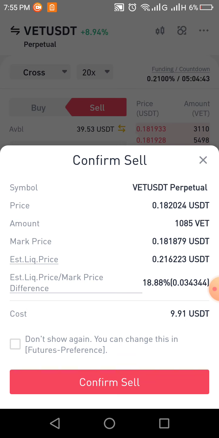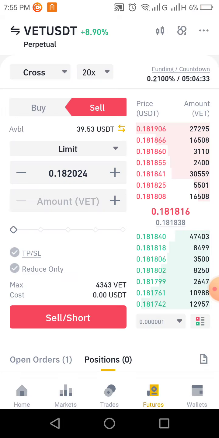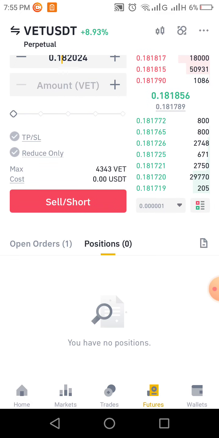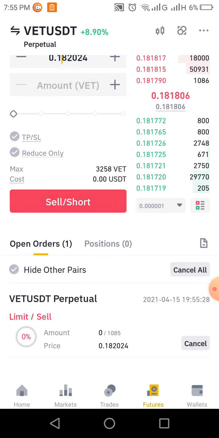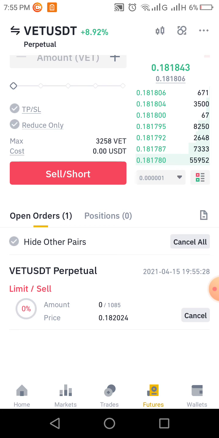You can see the details. It's even going to tell you what it costs you at that price. You see, it will cost you $9. That's what you're going to hold as your margin. So confirm sell. Now you see that it's going to open orders. If you look at the place downstairs, you see open orders is there, waiting. Once it gets to that price, it kicks in and starts selling.